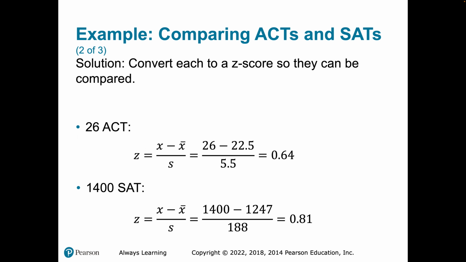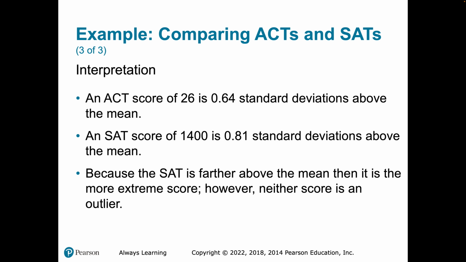So the interpretation of these, we would say that an ACT score of 26 is 0.64 standard deviations above the mean, and we would say that an SAT score of 1400 is 0.81 standard deviations above the mean. We interpret as above the mean because the z-scores are positive. So if we're really interested in comparing the SAT and the ACT score, because the SAT score is farther above the mean, then it is a more extreme score or a higher relative standing.